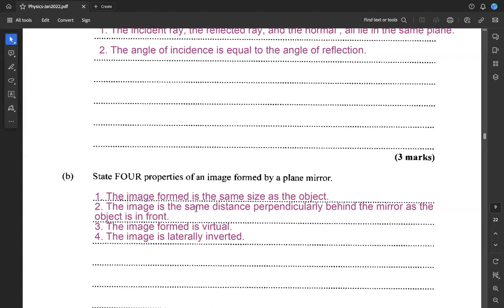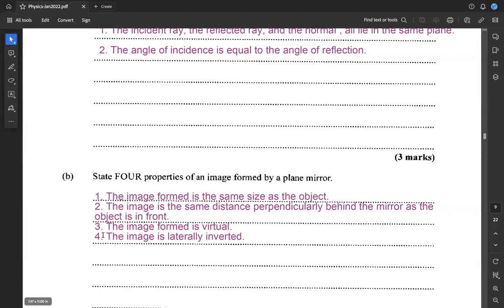The image is the same distance perpendicularly behind the mirror as the object is in front. So those distances are the same. The distance of the image from the mirror is the same as the object's distance from the mirror. Also, the image that's formed is a virtual image, which means that it can't be formed on a screen. It's not real, it's virtual.